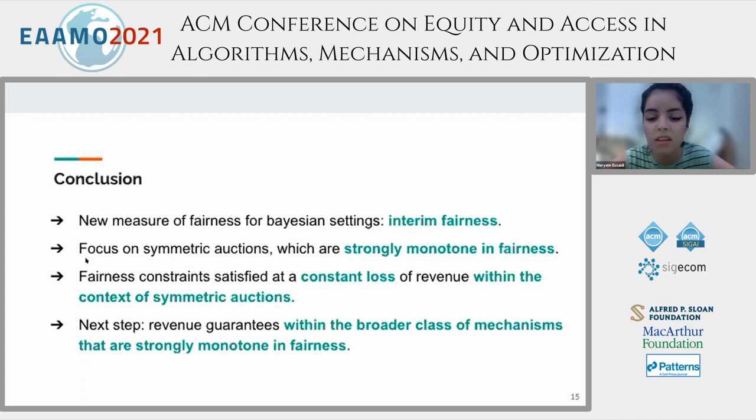But the next step that would be interesting would be to see what the revenue guarantees are within the broader class of mechanisms that are strongly monotone in fairness and not just symmetric, because symmetry is a stronger constraint than strong monotonicity in fairness. So yeah, that's it.